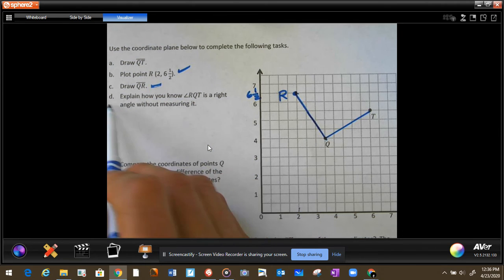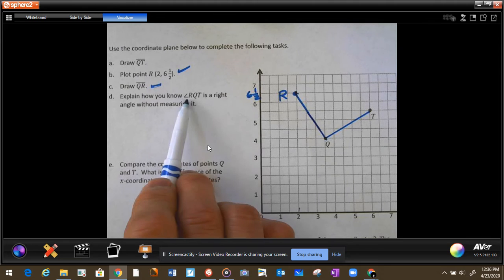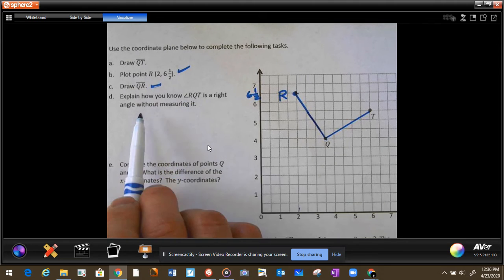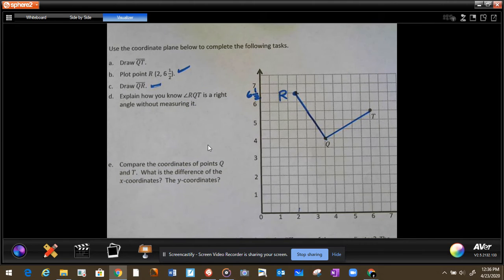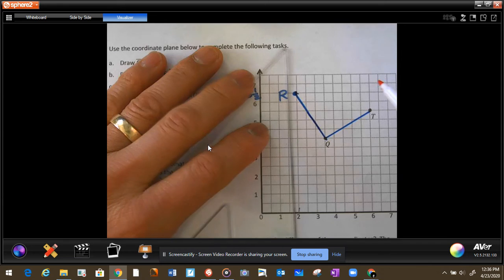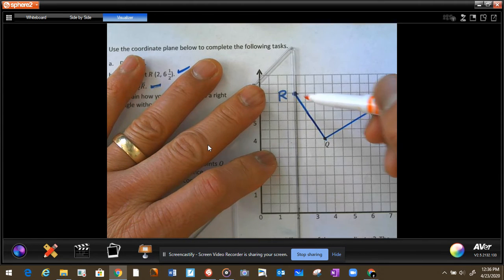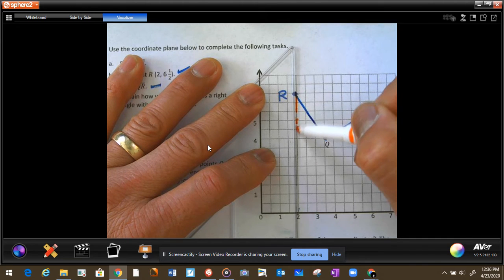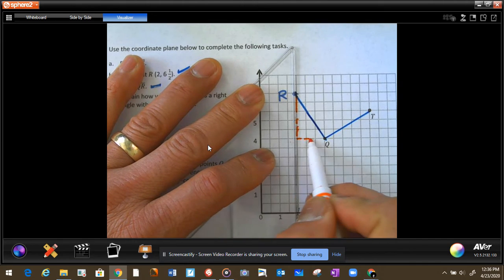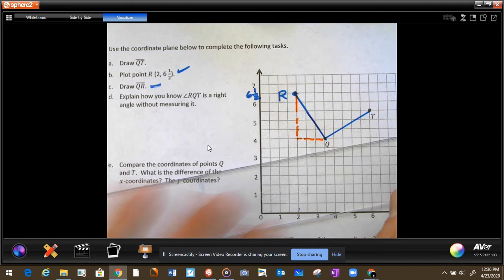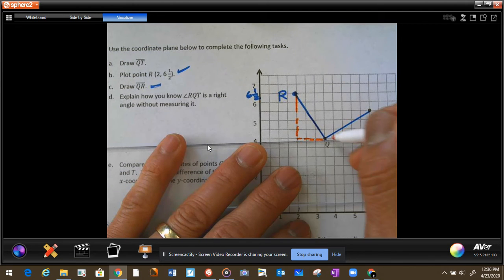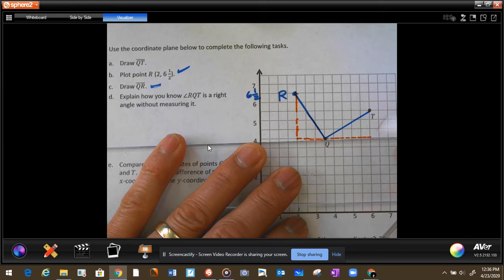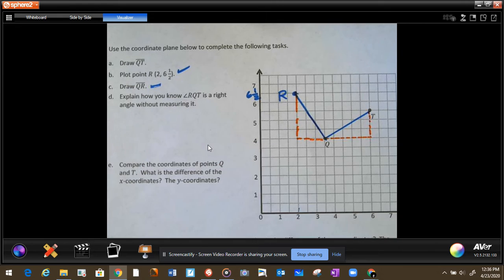Next step, D. Explain how you know angle RQT is a right angle without measuring it. Okay, let's do the same exact thing we did with the previous one. Remember that behind these angles there is a triangle. If you place a ruler there, you can see behind this there is a triangle. We can imagine it or draw it like I'm doing right now. So those are the triangles, right?